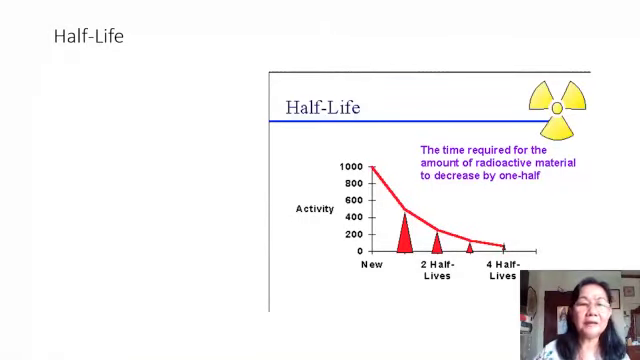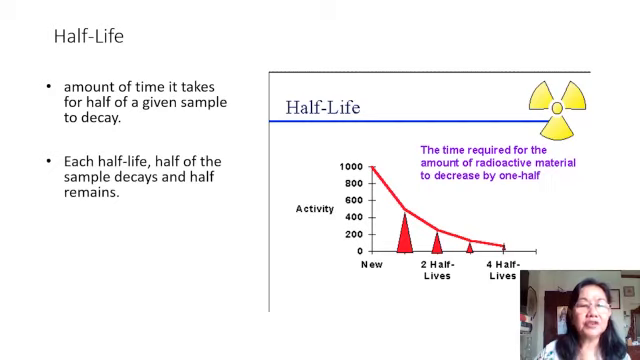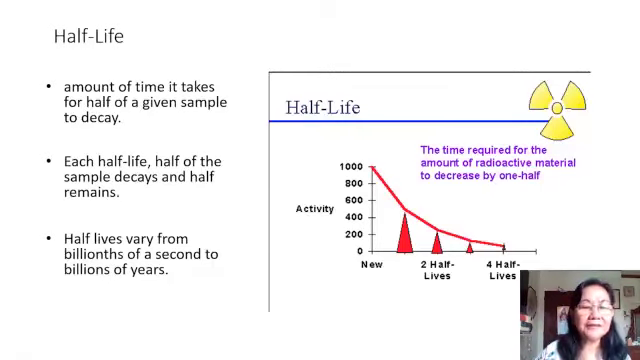What is half-life? Half-life is the amount of time it takes for half of a given sample to decay. So each half-life, half of the sample decays and half remains. Half-lives vary from billionths of a second to billions of years. It depends on what the isotope is.